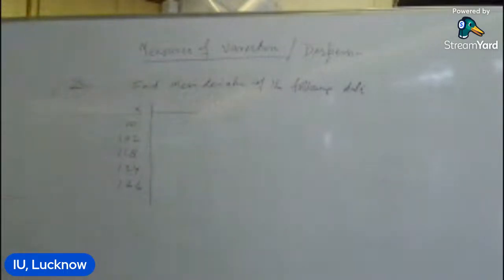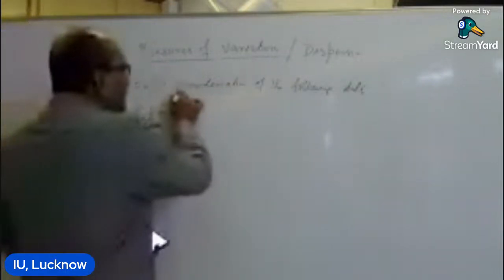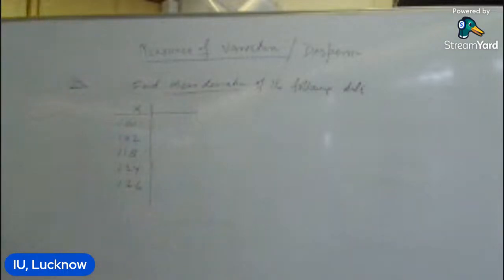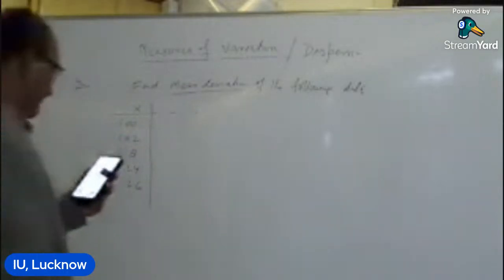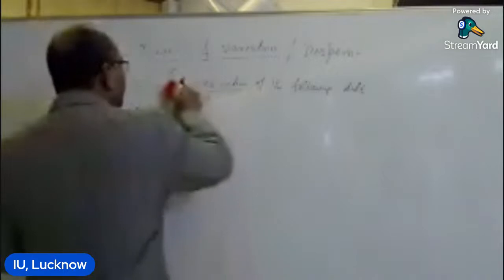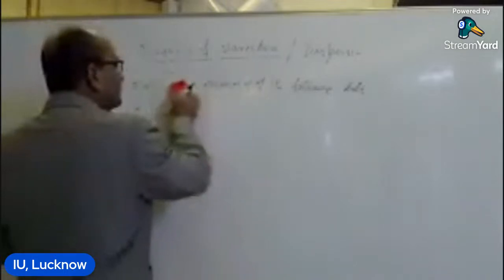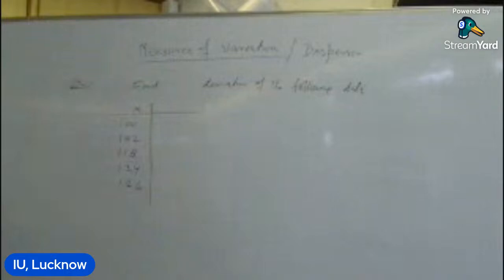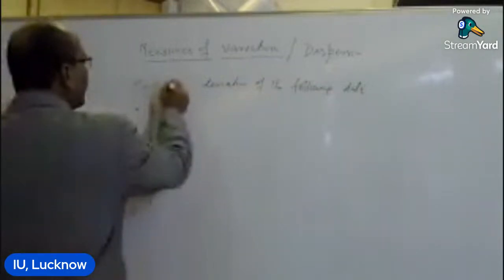From the same example we will find the mean deviation of the same observations. Not mean deviation, I have already found that. So we will find the standard deviation. Sorry. We have already obtained the mean deviation in the previous example. Now we want to find the standard deviation.